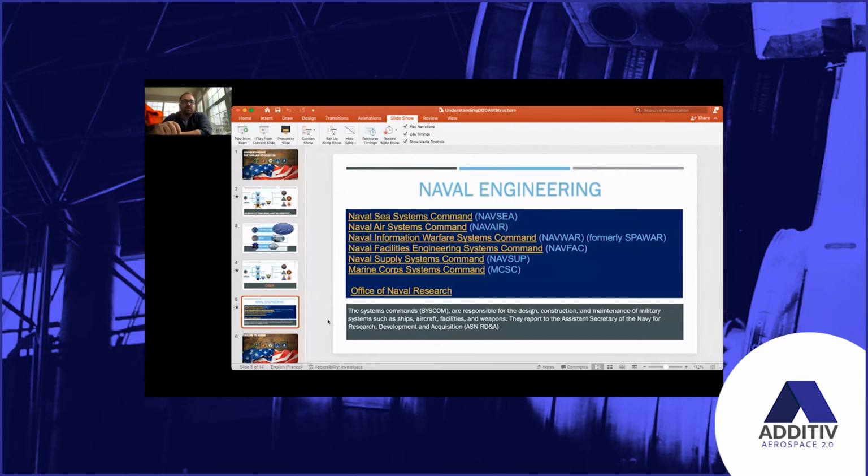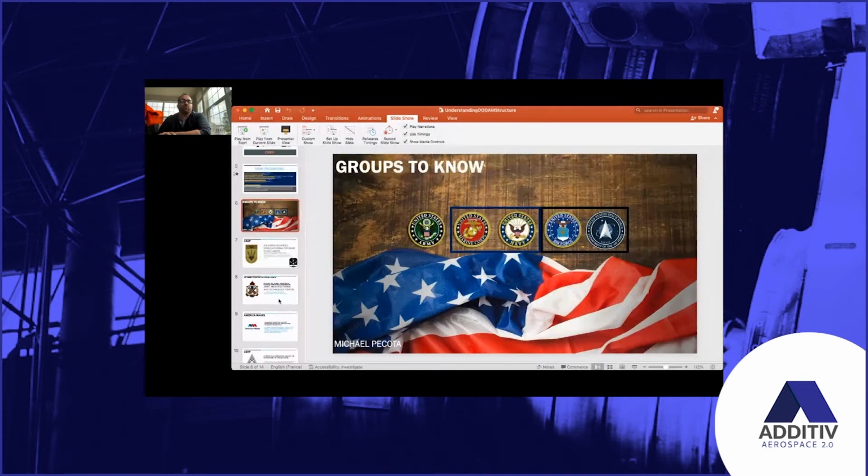Jumping to the next slide. And I know that we're coming up on time. I just wanted to give you all some references inside of that. We talked about how the commands operate. Now let's look at some groups that many of you may know, you may have heard before, and how they kind of work into this ecosystem. Next slide.